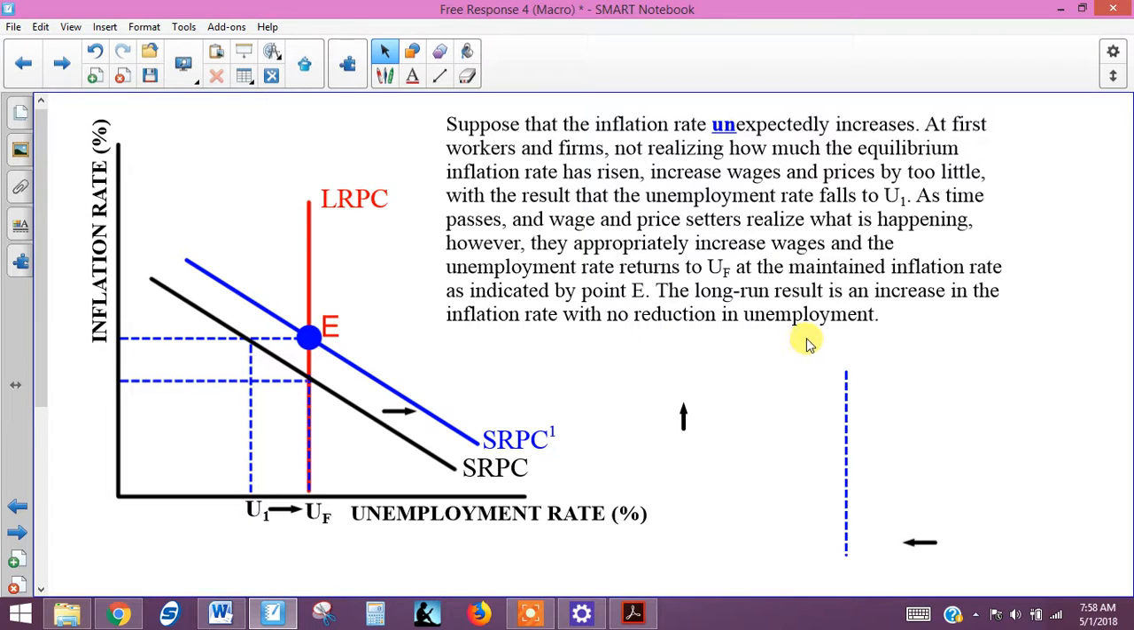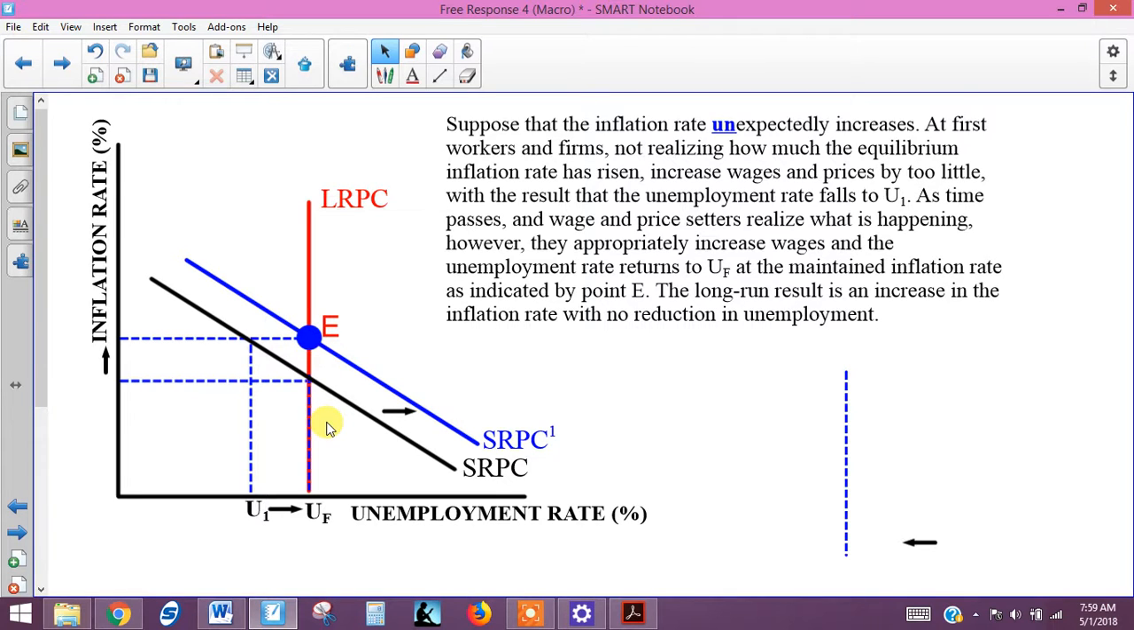So the long run result is that price levels go up. Price levels are going to go up in the long run, so we're going to have a higher rate of inflation in the long run, but there will be no reduction in the long run in unemployment. So the rate of unemployment will gravitate back to its natural rate.